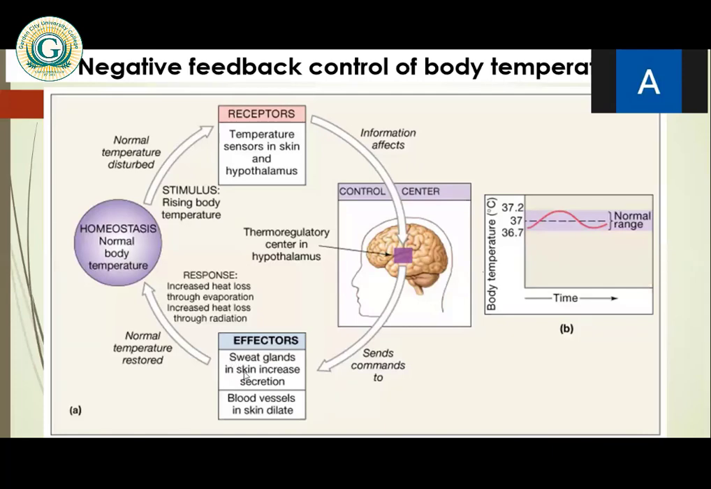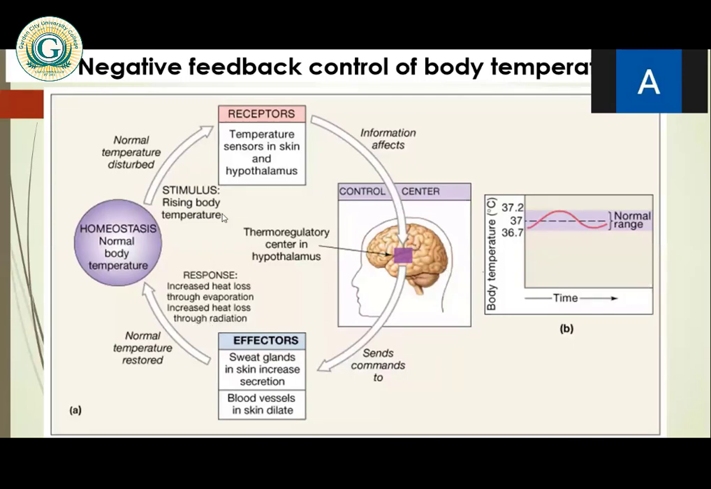Also, sweat glands increase secretion of sweat. Then we are saying when all this is happening, we are tending to allow heat to leave the body, thereby bringing back the temperature down to its normal range.